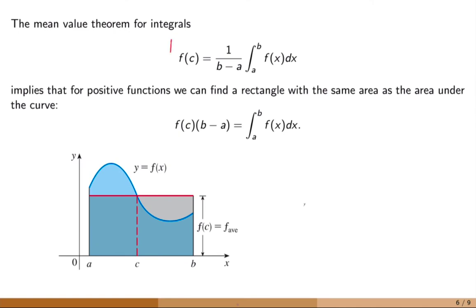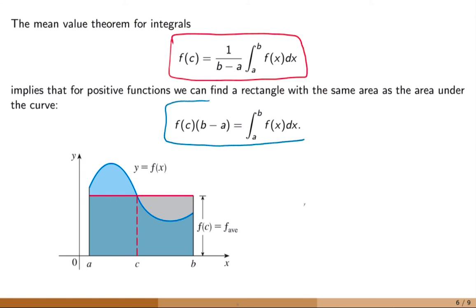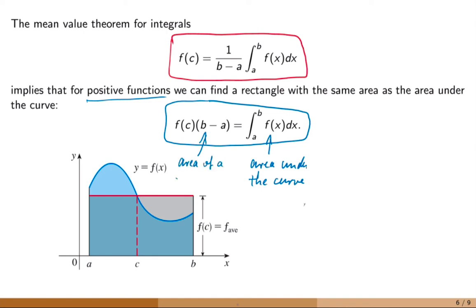So look at the red formula again for the mean value theorem for integrals. Now if I multiply this by b minus a, then I get the blue formula here. But now this has a very specific meaning. If f is a positive function, then this here is the area under the curve. And the left-hand side has also an interpretation as area. It is a rectangle. So it's the area of a rectangle of height f of c, and f of c is the average. So we can find a rectangle which has the same area as the area under the curve.